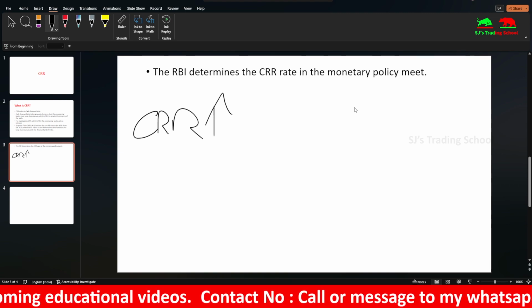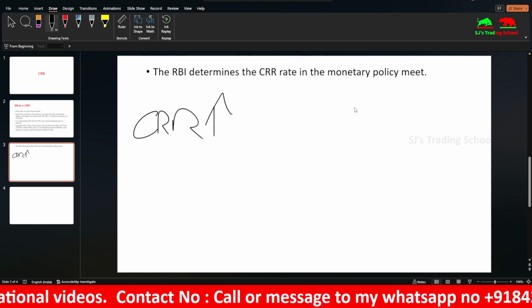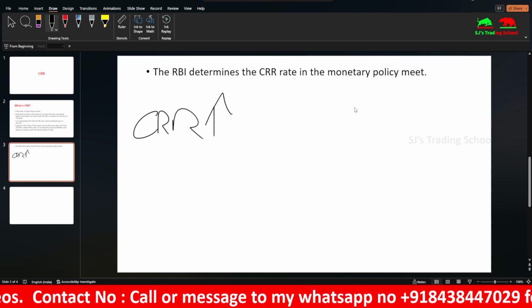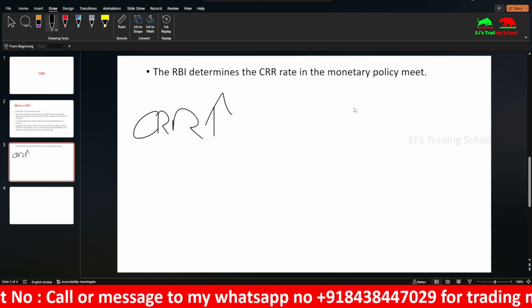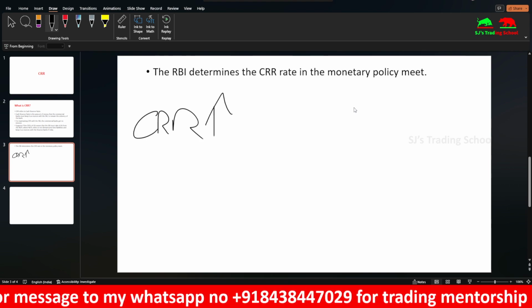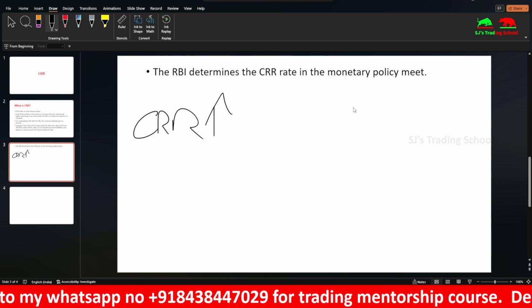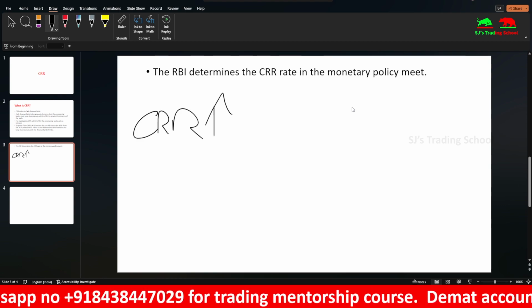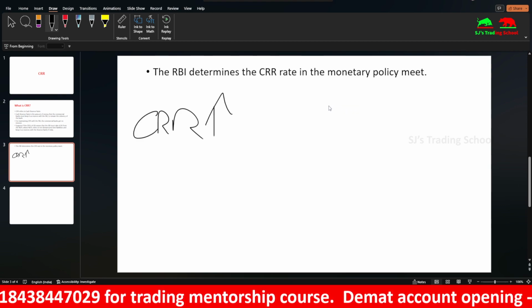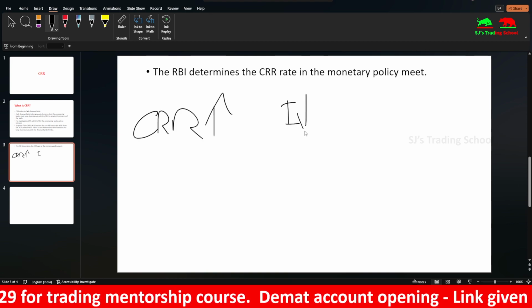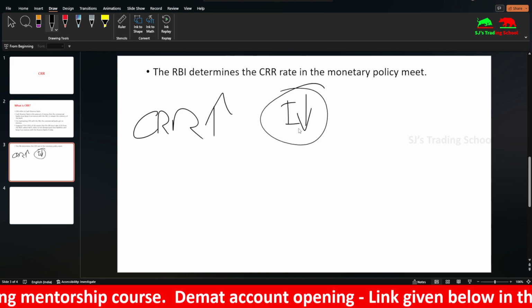So the customers who are borrowing might find it unattractive, find the loans expensive, and might avoid borrowing from the bank. So their purchasing power, their spending power decreases, and so the demand for products and services decreases. So the value of the goods and services decreases. So automatically the inflation decreases.